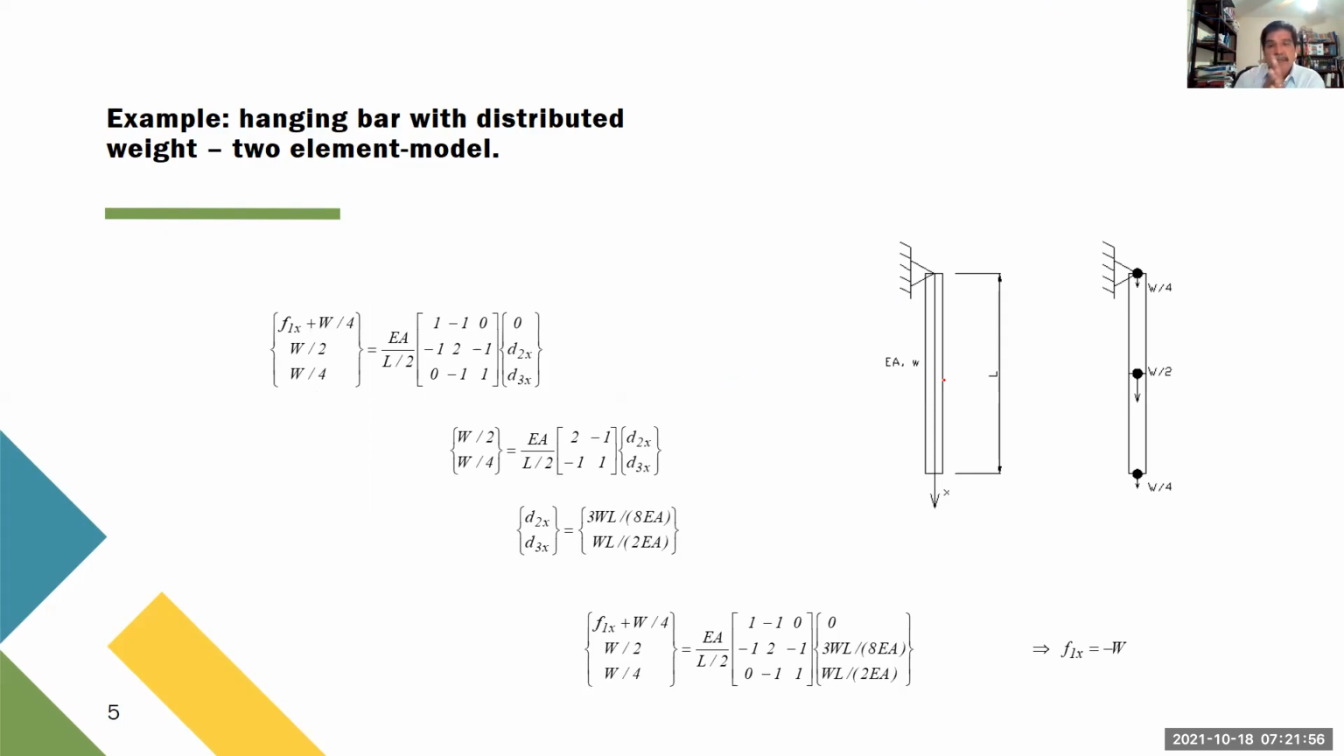What we can do is, instead of considering one single element, we partition it in two elements. So this is element 1, okay? This is element 1, and this is element 2, there. So this is joint 1, joint 2, joint 3.